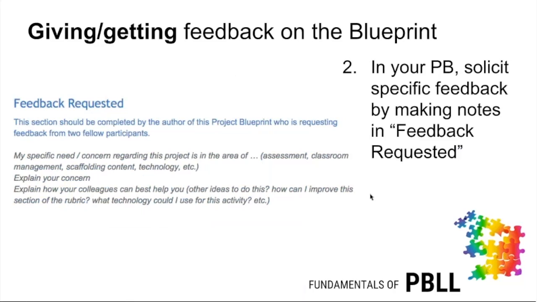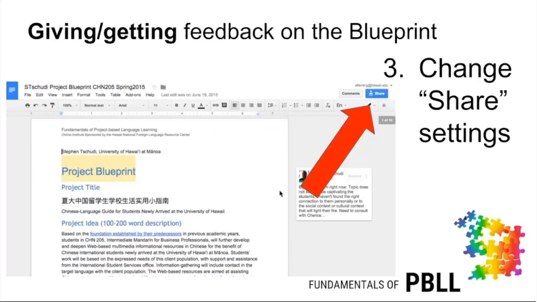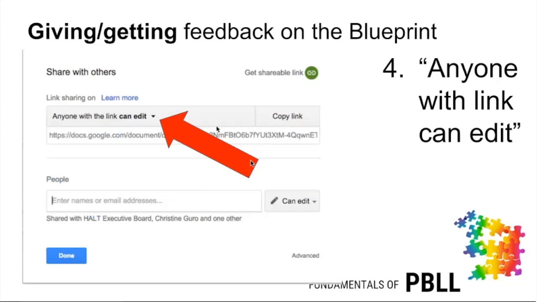So you're going to read all those instructions beyond what I just read. There's more. Then in your copy of the project blueprint, you're going to solicit specific feedback by making notes in feedback requested. So part of the time for feedback section of your project blueprint is called feedback requested. This is talking about what kind of feedback you feel you need the most. So you're guiding the people to give you specific feedback. You're going to change the sharing settings of your copy of the project blueprint so that someone can edit your document. Anyone who has the link can edit is the choice that you want to make.